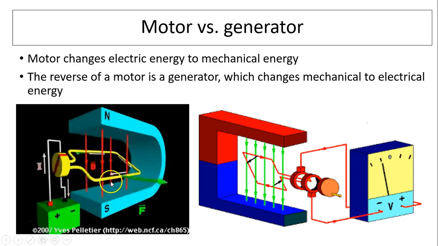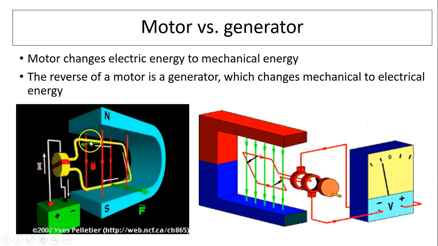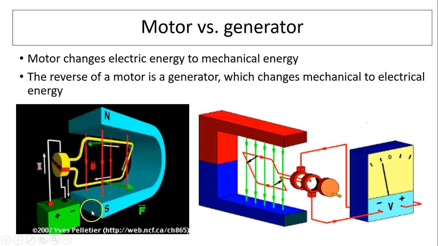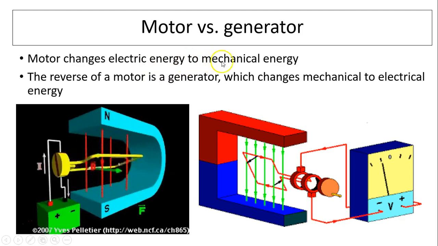So how does this wire move? In order to make the wire move, you have to have magnets. All motors have magnets. So when electricity runs through these wires, and the wire is inside the magnets, what happens is the magnetic field will exert a force on the charges in the wire and make the wire move. So that is a motor. A motor is using electric energy converted into mechanical energy through the magnets.